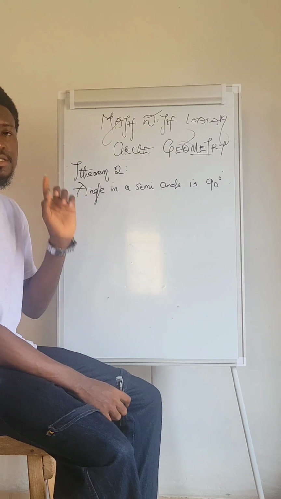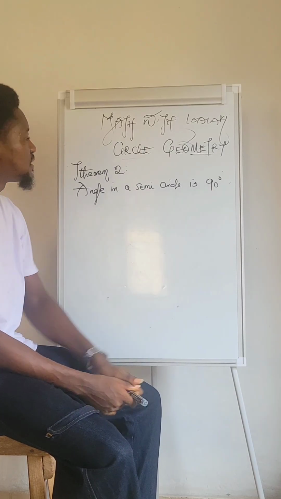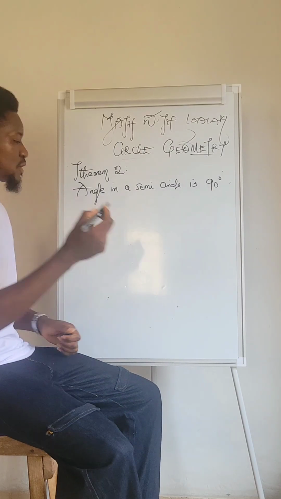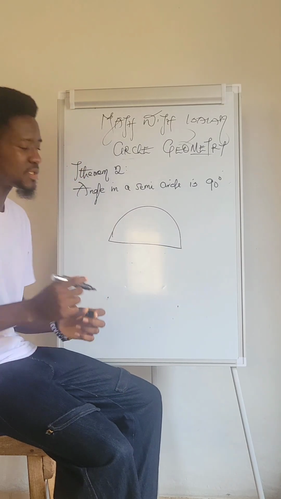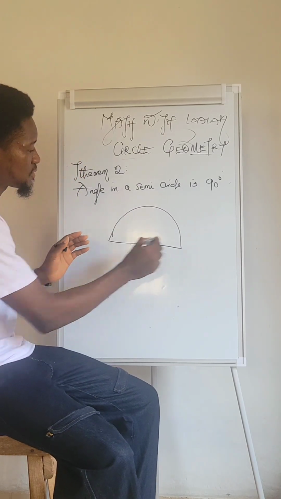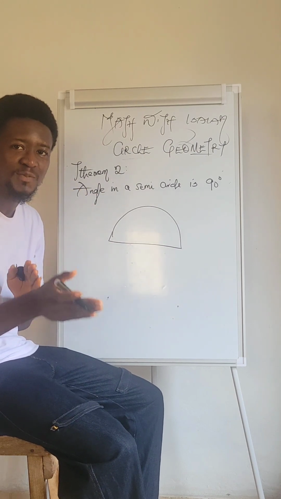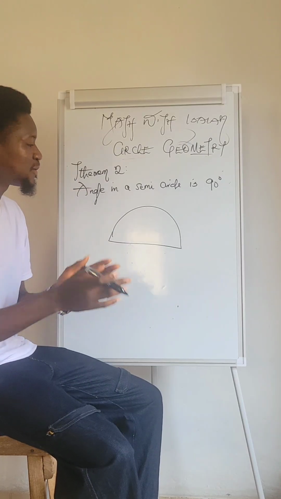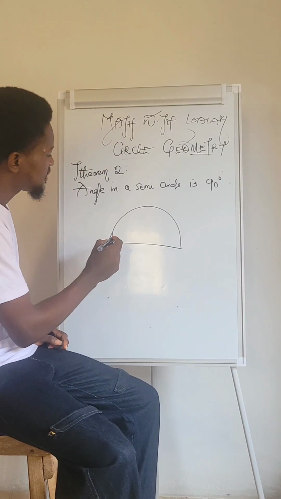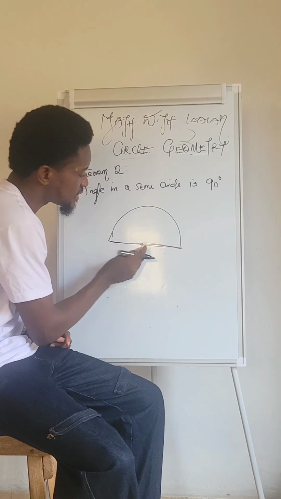Anyways, so angle in a semicircle is 90 degrees. Very quickly, this is a semicircle. I'm sure you know what a semicircle is. A semicircle is just half of a circle. So a full circle divided into a bisected circle, if there's a way to put it that way. A bisected circle is a semicircle, half of a circle. Now, this is a straight line. You would agree with me that this is the center of the circle and this is the diameter.